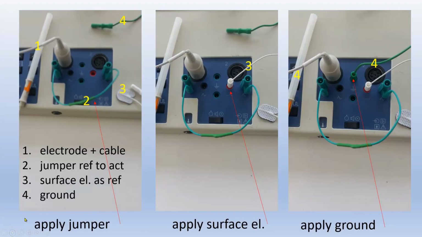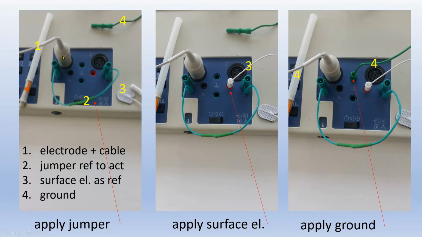I will show how we make the coupling of the cables from two different EMG equipment. What we need is a concentric needle electrode, or even better, a real macro electrode, which is a modified single fiber electrode. We need a jumper, we need a surface electrode and a ground electrode. And these are the steps.